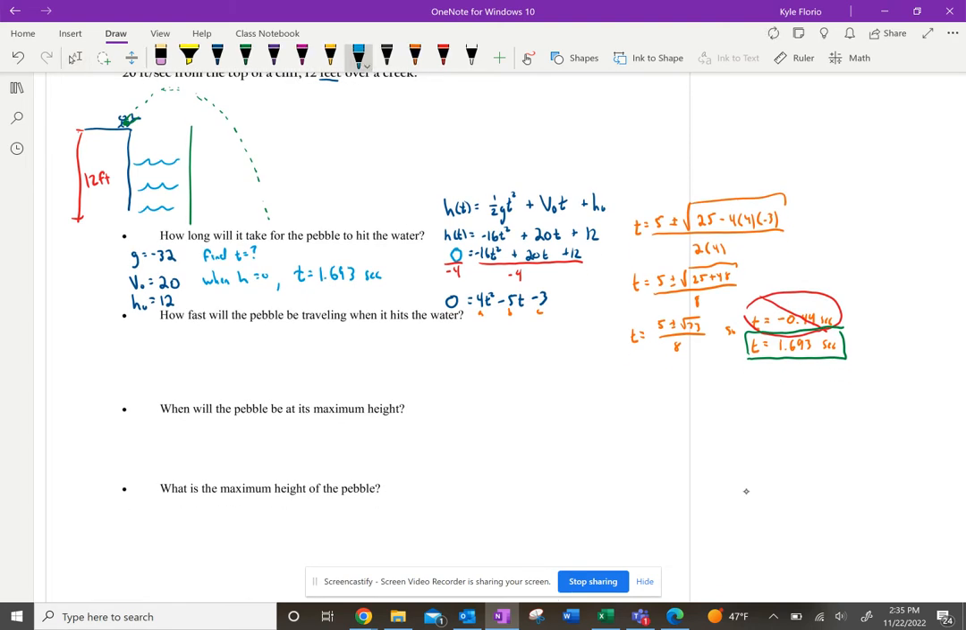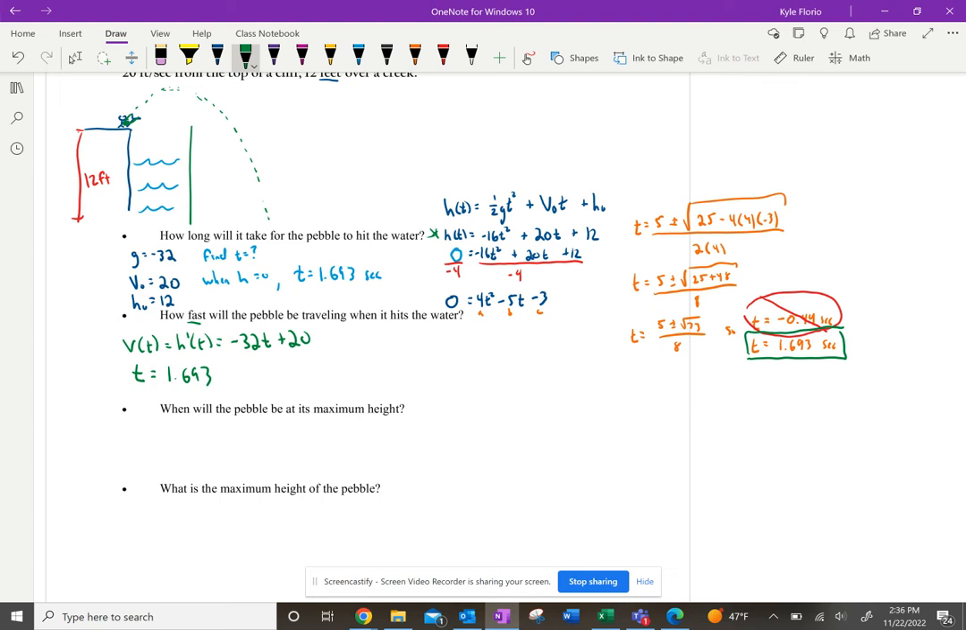How fast will the pebble be traveling when it hits the water? So we're looking for a speed now. If I want speed, I'm going to have to use the derivative to get velocity. So if I want the velocity, that's going to be the derivative of the height. So if I take the derivative of my height function right here, I'm going to get negative 32t plus 20, and the derivative of 12 is just 0. So how fast is it when it hits the water? So we need to find v of t when it hits the water, which we know from the previous question is about 1.693 seconds.